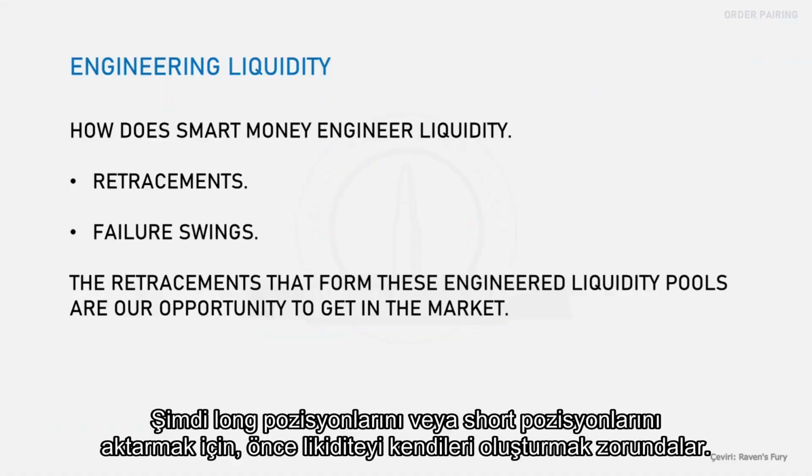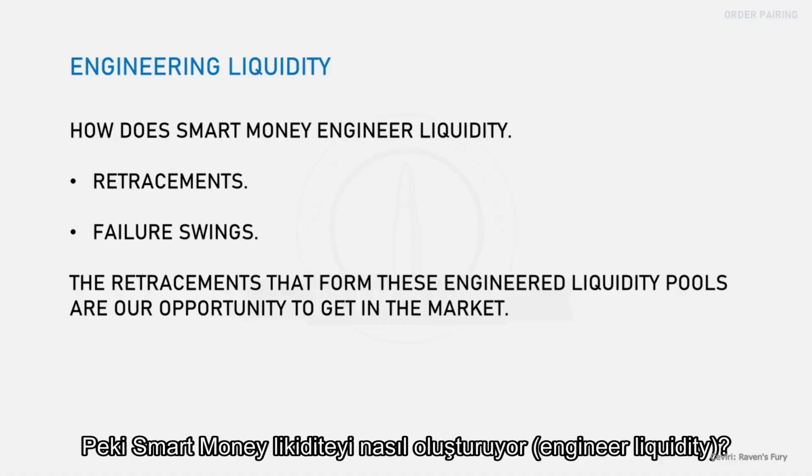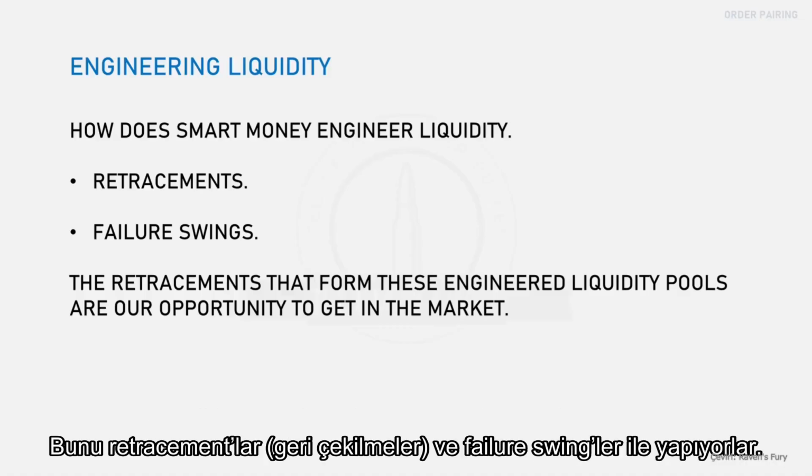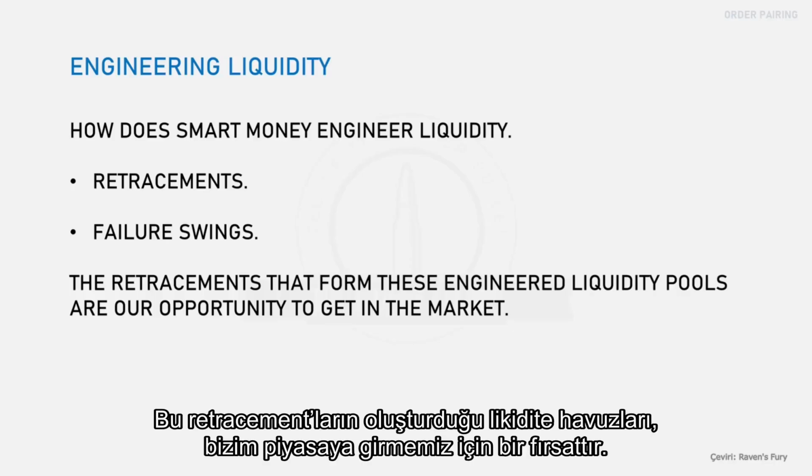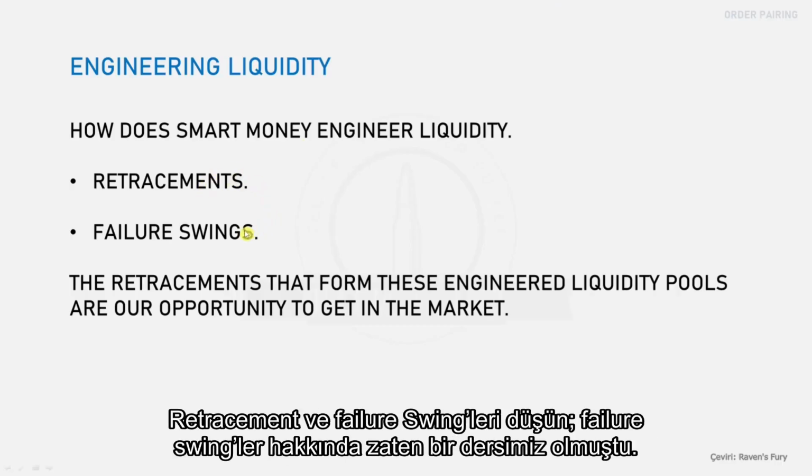Now for them to offload their positions, their long positions or short positions, they need to engineer liquidity prior. So how does smart money engineer liquidity? They do this by retracements and failure swings. The retracements that form these engineered liquidity pools are opportunities for us to get into the marketplace. So think about those retracements and think about those failure swings.